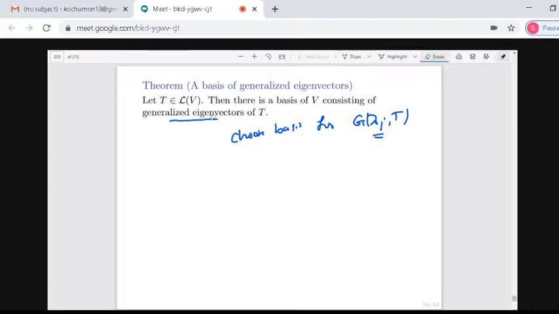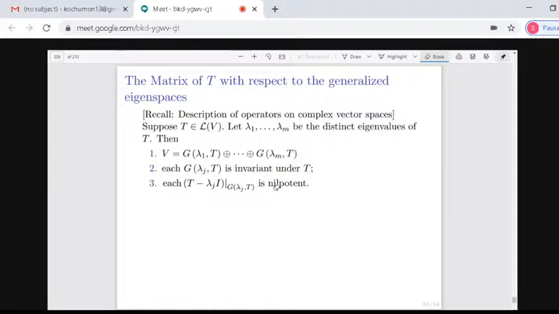Now let us recall this theorem and try to write the matrix. We have the theorem here again, and let us try to write the matrix of T. Let us try to write the matrix of T minus lambda 1 I. This operator, if I take it, you consider that I am going to write a basis with respect to this one.